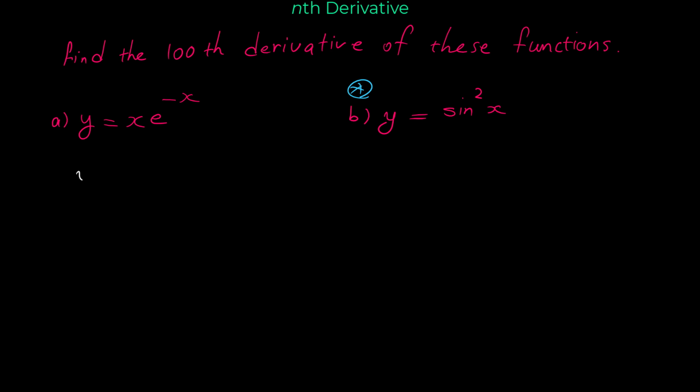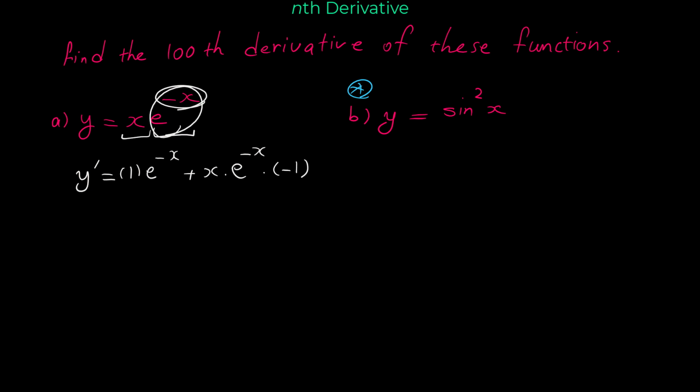For finding the first derivative of this function, we use the product rule because we have to. It's x times e to the negative x. Derivative of x is 1 times e to the negative x, plus we keep x and we take derivative of e to the negative x. What is derivative of e to the negative x? It is itself times derivative of the exponent, which is negative 1. If we simplify our answer, derivative of x e to the negative x is e to the negative x.